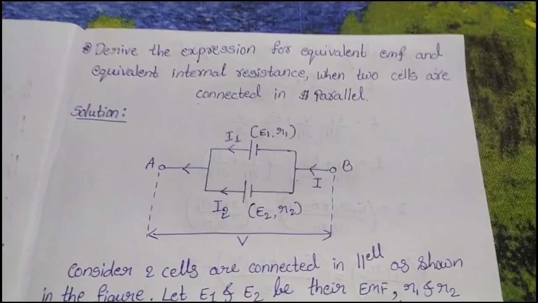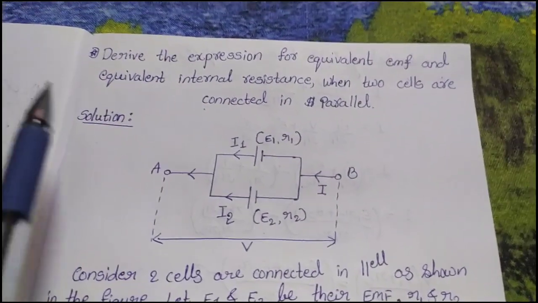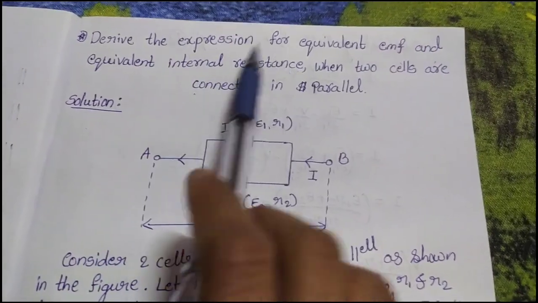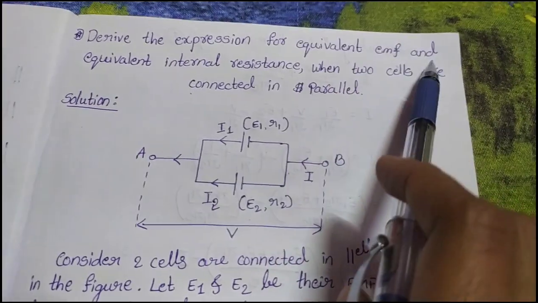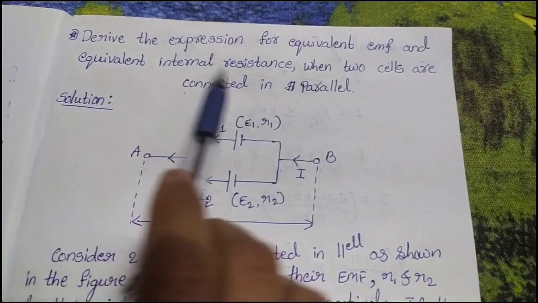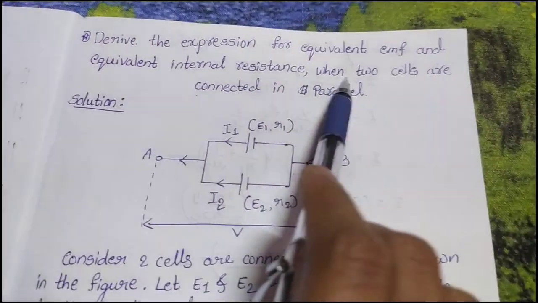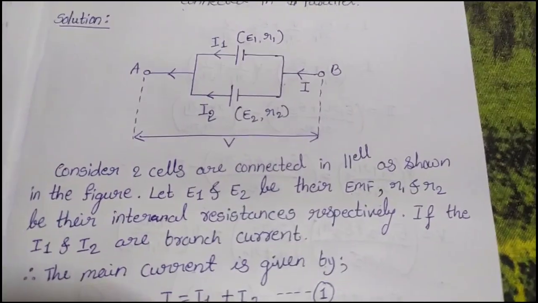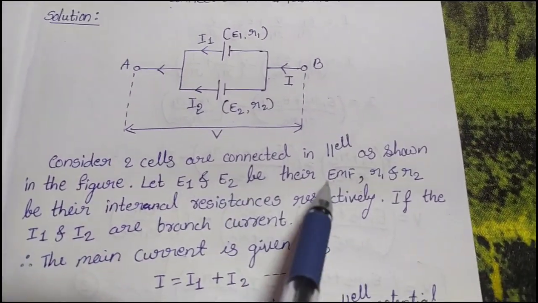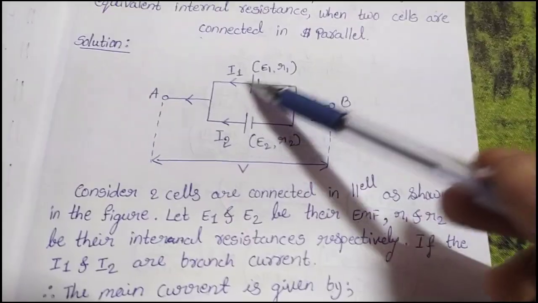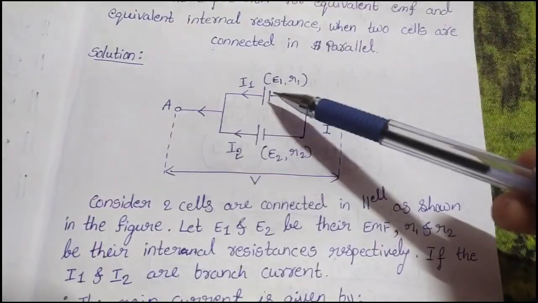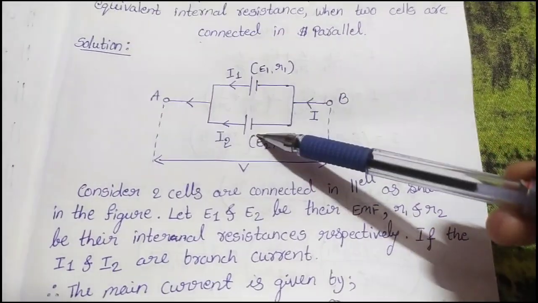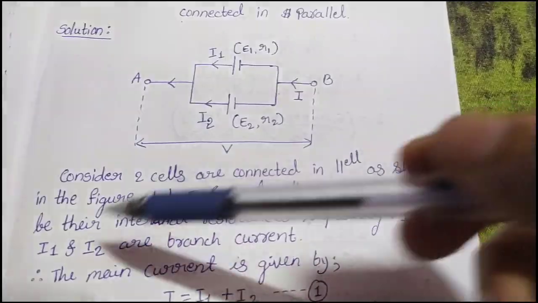Let's solve that. What is the problem statement? Derive the expression for equivalent EMF and equivalent internal resistance when two cells are connected in parallel. We can see the diagram here. Consider two cells connected in parallel, cell 1 and cell 2.